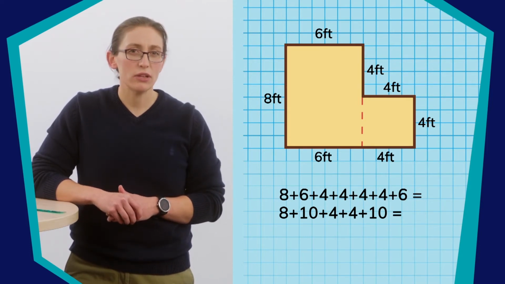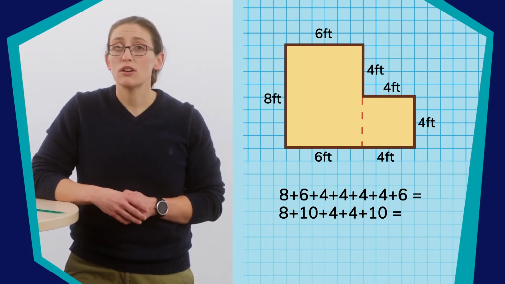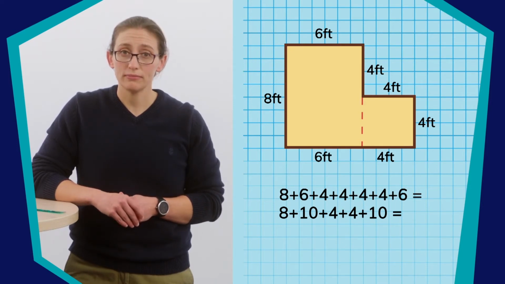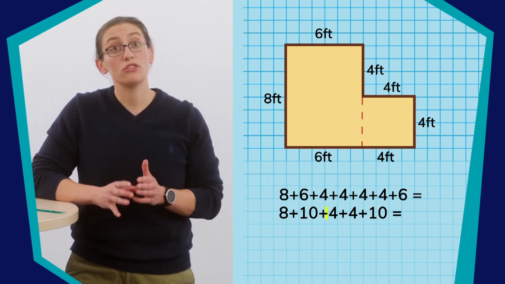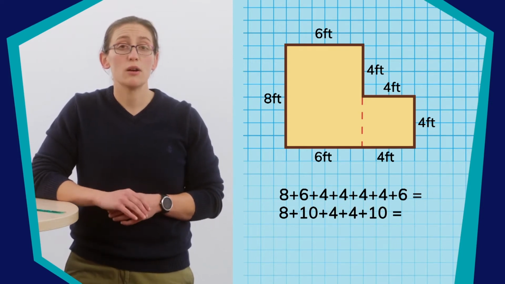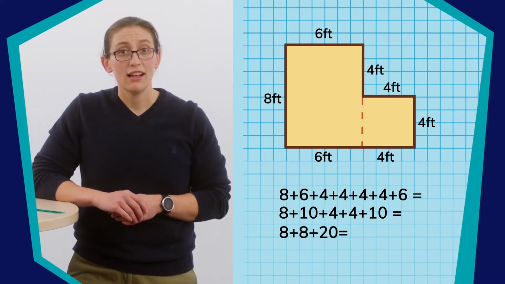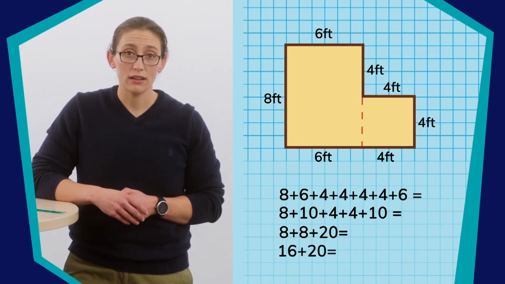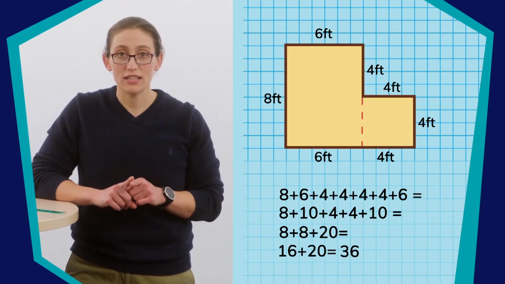I heard someone explain their thinking and thought it was a great strategy. So I'm going to share it with you. They decided that combining the like values would be a good place to start. So they put 2 10s together, and then they put the 2 4s together to end up with 8 plus 8 plus 20. Then they put the 2 8s together to end up with 16 plus 20. And when they combined those 2 together, they got 36.